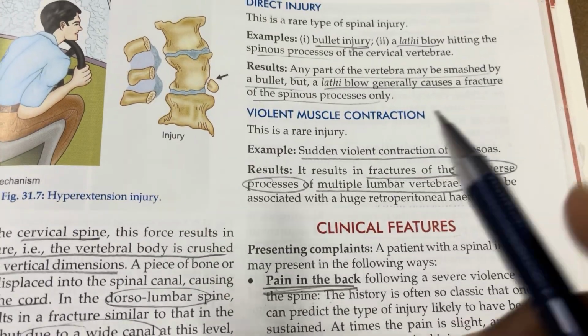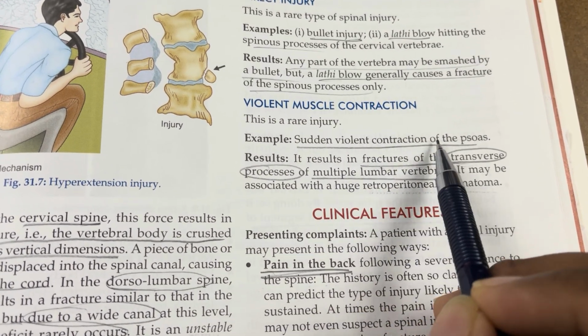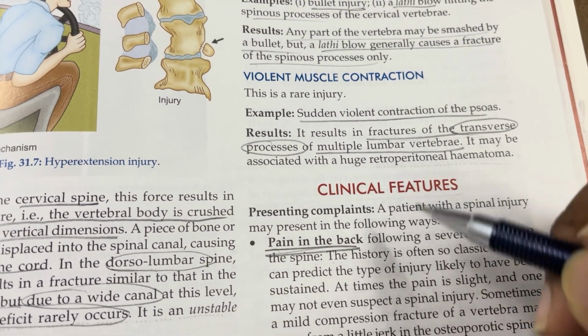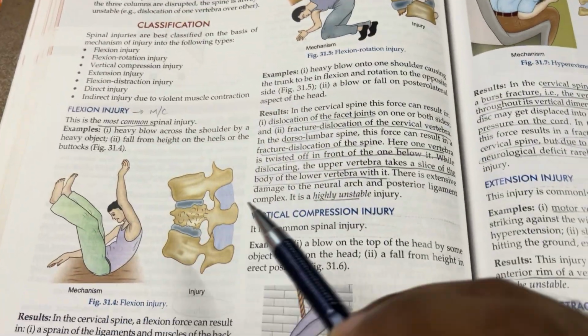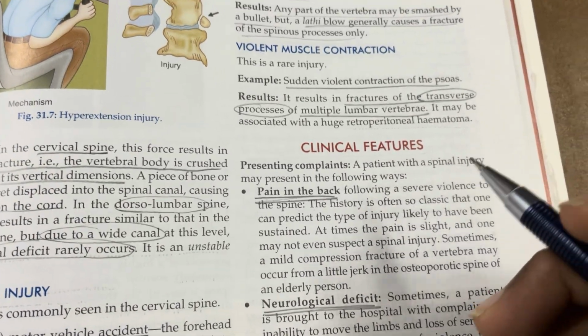Then you can also have a violent muscle contraction, such as a sudden violent contraction of the psoas. It is very rare, and it results in fractures of the transverse processes of multiple lumbar vertebrae, because the psoas kind of inserts onto your transverse processes, right? So that is what happens.